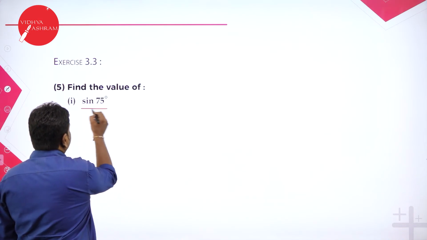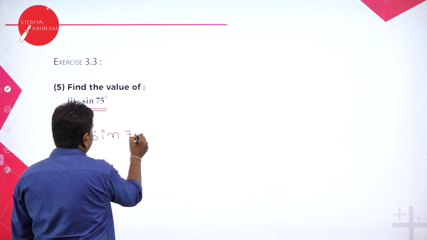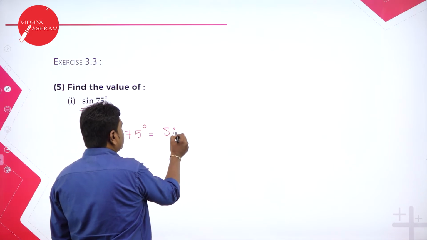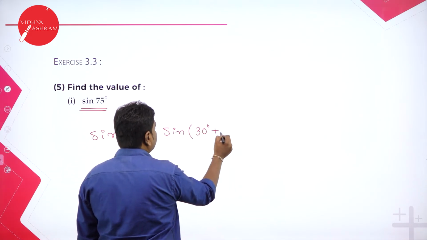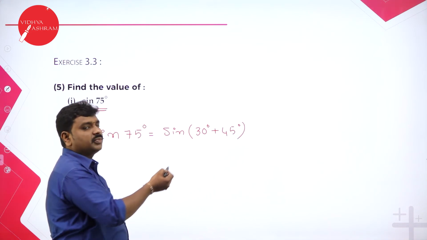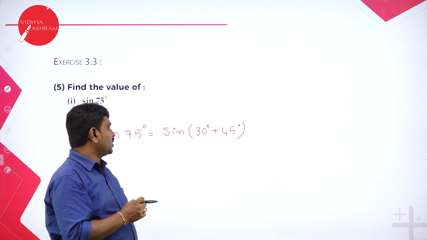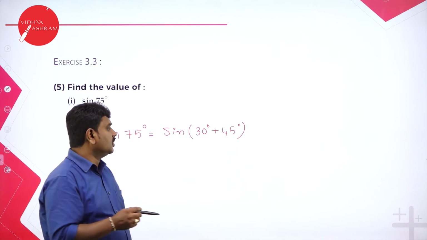So now first we will find sin 75. They want you to find sin 75 degrees. In order to find sin 75 degrees, see, it's not a standard angle. Can I write it as sin of 30 degrees plus 45 degrees? I'll write 75 as 30 plus 45. We cannot write it in any other form, like 90 minus 15, which is not standard. So I'll write like this.